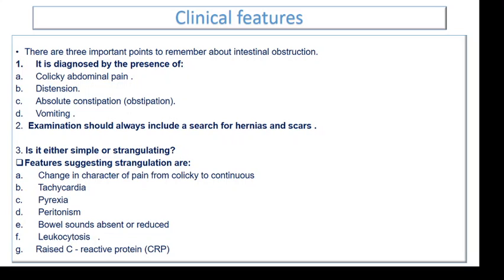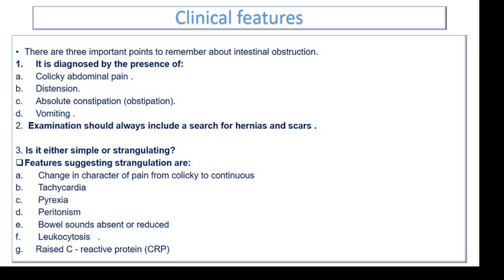Regarding the diagnosis, we know that the diagnosis depends on the history and clinical examination, and by history the patient will present with colicky abdominal pain, distension, absolute constipation, and vomiting. On examination, we have to look for the presence of a scar, especially if the patient has a previous history of surgery, and we have to look for hernia, as we said that obstructed external hernias are the second most common cause and should be considered in all age groups.